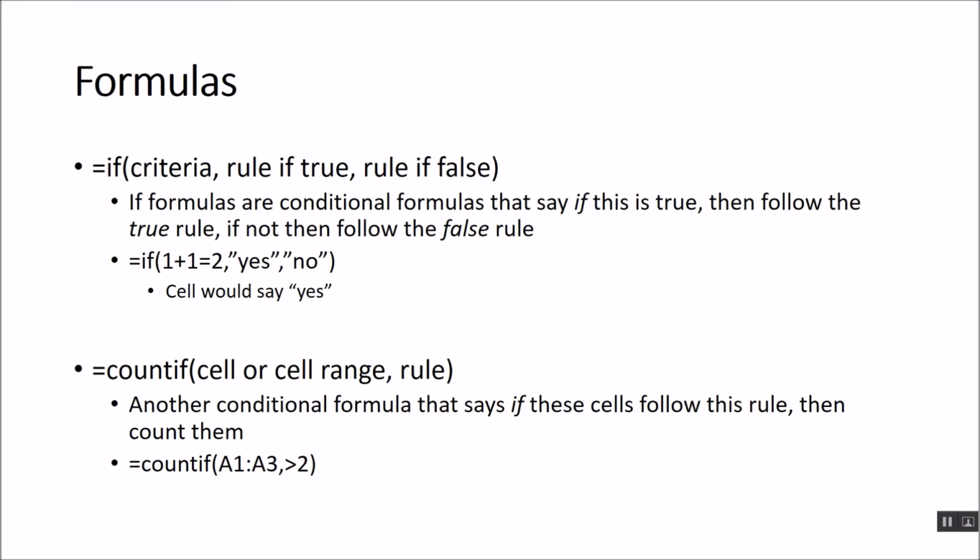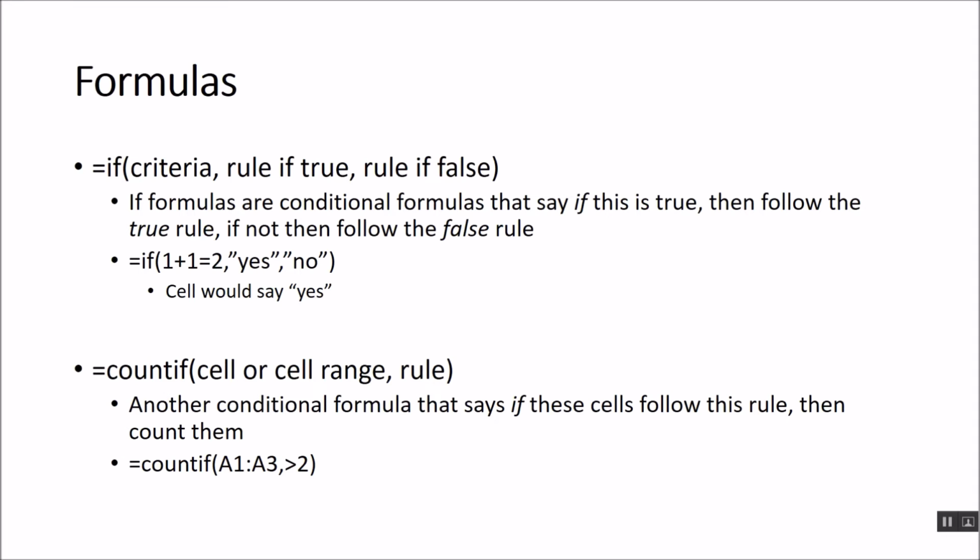The other one is a COUNTIF formula. So you do equals COUNTIF with a parenthesis, and then you can either have one cell or a cell range that it's looking at, and then the rule. So my example here is COUNTIF A1 through A3 is greater than 2. So if all of those had the number 3 in there, then the response back would be 3 because it would have counted 3 cells.